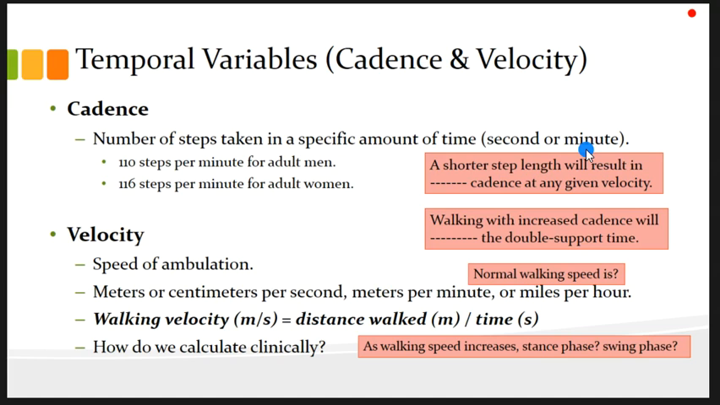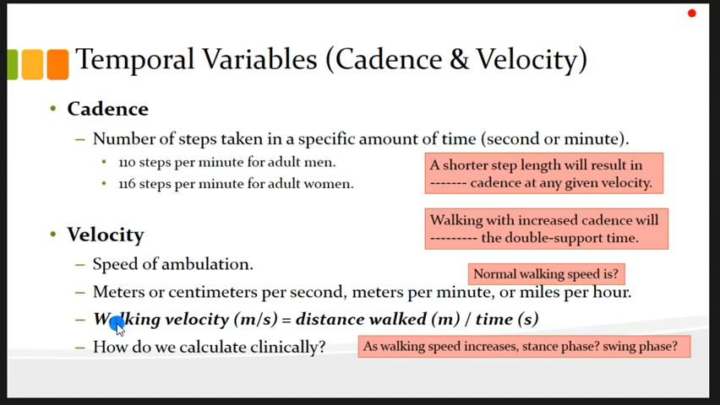And you can imagine the time during each stance or swing phase would decrease. Because if you're getting 120 steps per minute, you're getting a lot more steps in the same amount of time. So it basically reduces the time in stance and swing by 50%. Versus the velocity is the overall speed of ambulation.